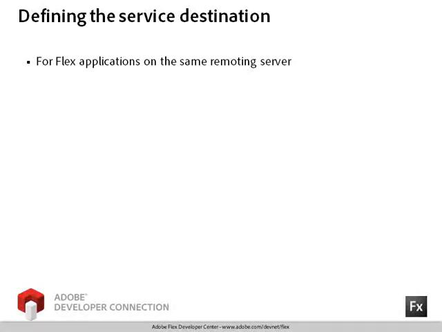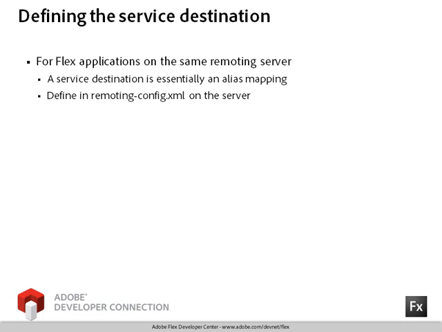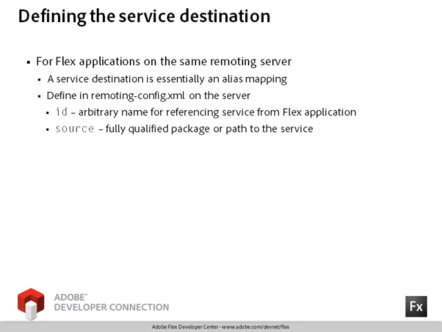If your Flex application is on the same server as the remoting service, then you must define a service destination, which is essentially an alias mapping to a single service, in a file named remoting-config.xml on the server. You will define the following: an ID attribute, which is an arbitrary name for referencing the service from within your Flex client application. The source property describes the fully qualified package or path to the service being called.